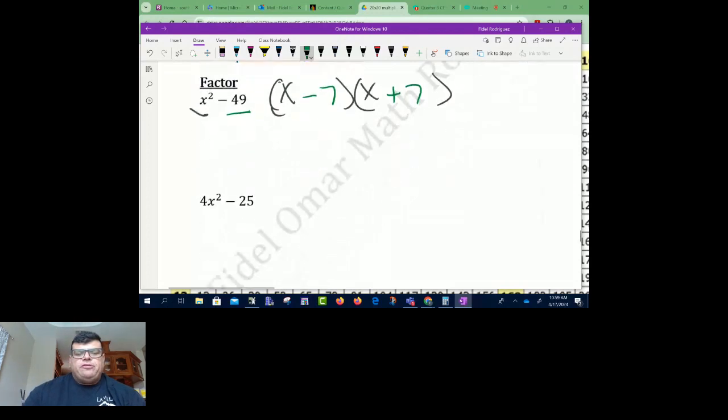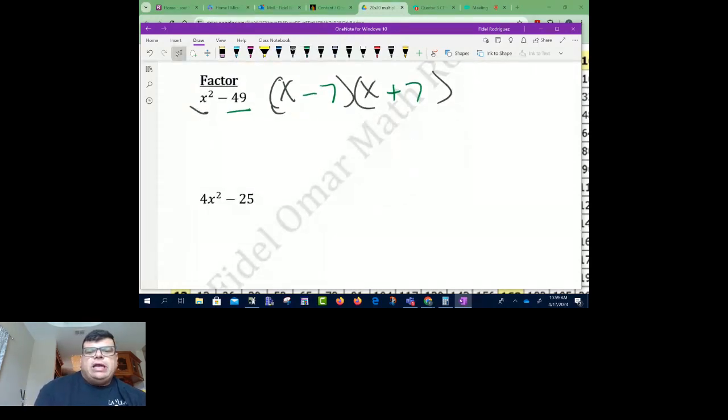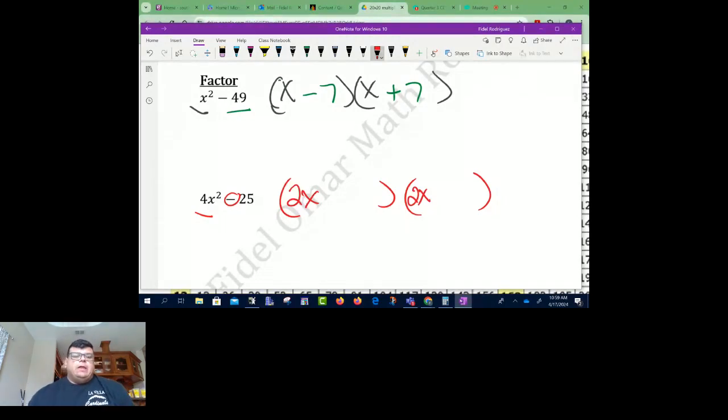So when I look at this next one here, 4x squared minus 25, number one, it has to be a minus. 4x squared, what about 2x and 2x, right? Because it's a perfect square. 25, what times what is 25? 5 and 5, one of them is minus, one of them is plus. And that's all you're going to do, y'all. That's all we're going to do for these types of problems.